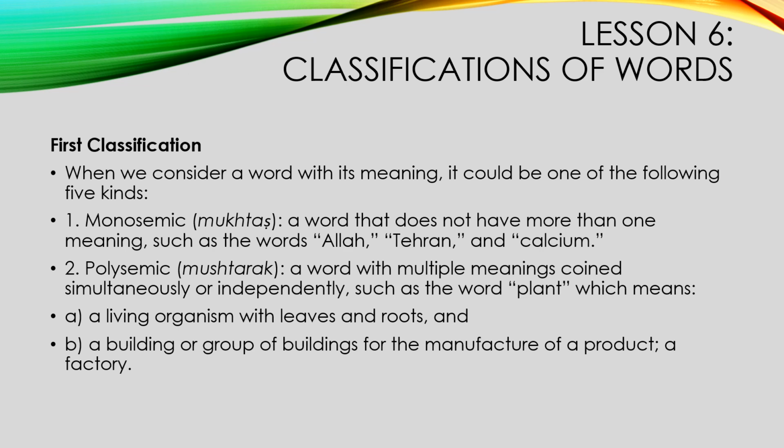Number 2, what we call polysemic, or in Arabic, mushtarak. It means a word with multiple meanings, coined simultaneously or independently, such as the word plant, which means, among others, 1, a living organism with leaves and roots, and 2, a building or group of buildings for the manufacture of a product, meaning a factory.